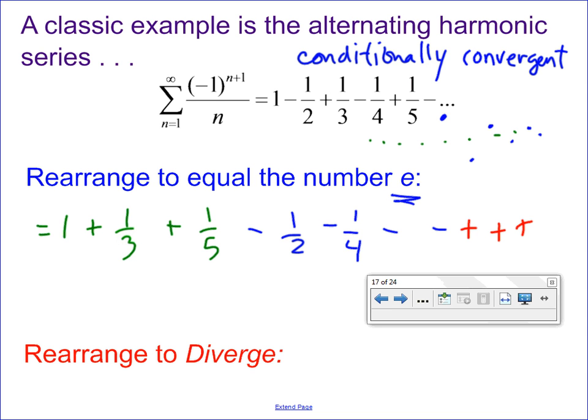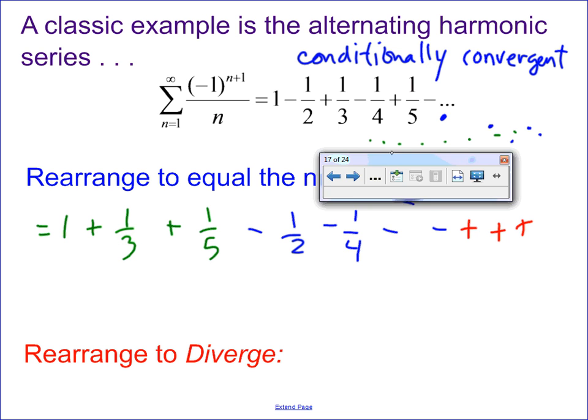We could also rearrange them to diverge. So let's start over. Again, we only have these terms to work with, but there's an infinite number of them. And so it's all about the limit of the partial sums. If the limit of the partial sums converges, then the series converges. If the limit of the partial sums does not converge to a finite value or doesn't exist, then the original series diverges.